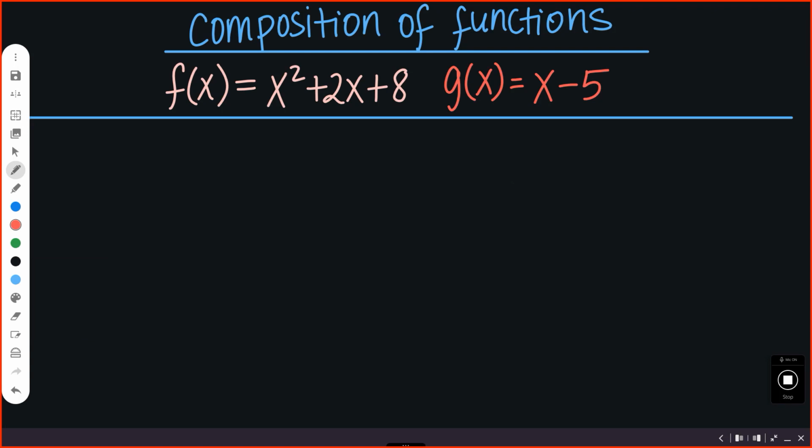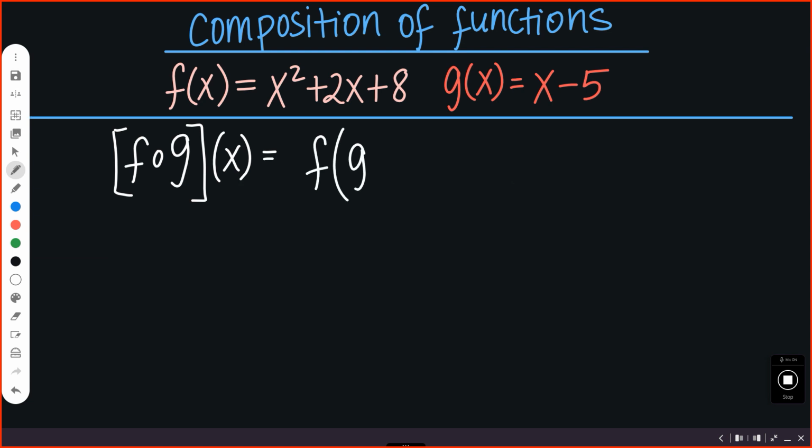This is a walkthrough of composition of functions, where f of x and g of x are given to us. Let's say they want you to find the function f of g of x. We can rewrite this as f of g of x. I like this way better.